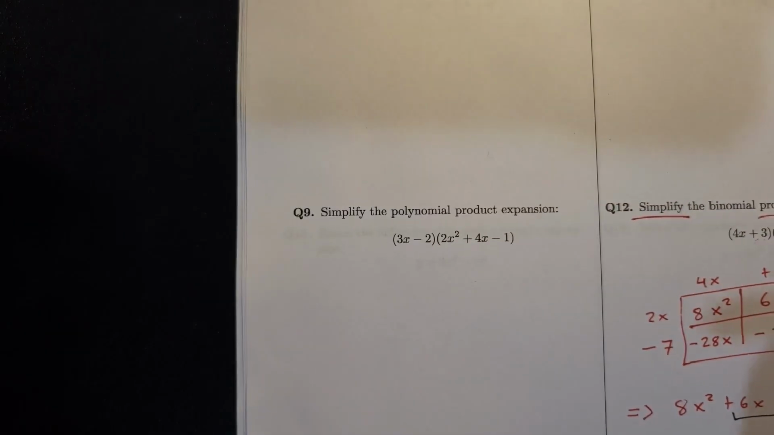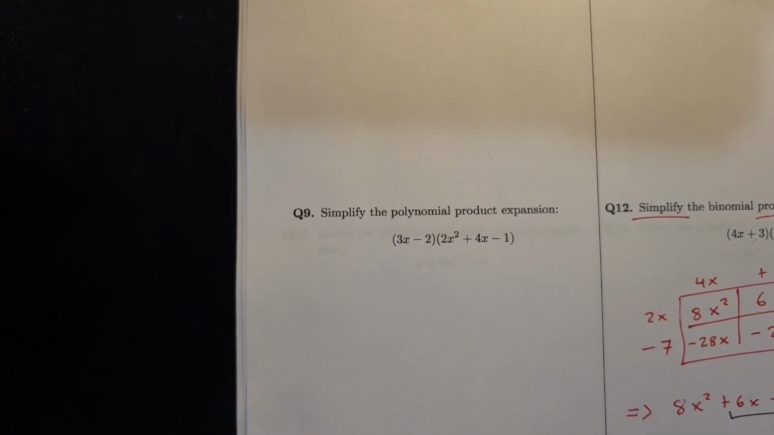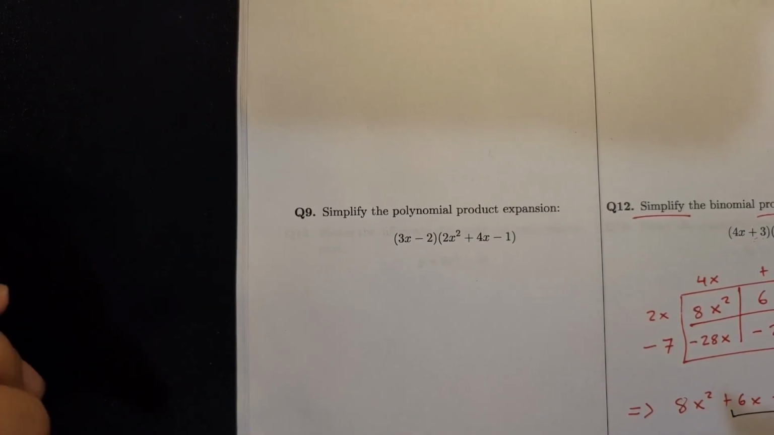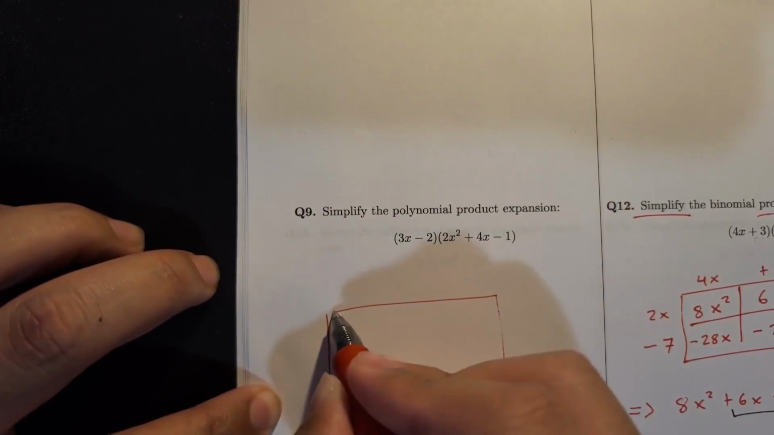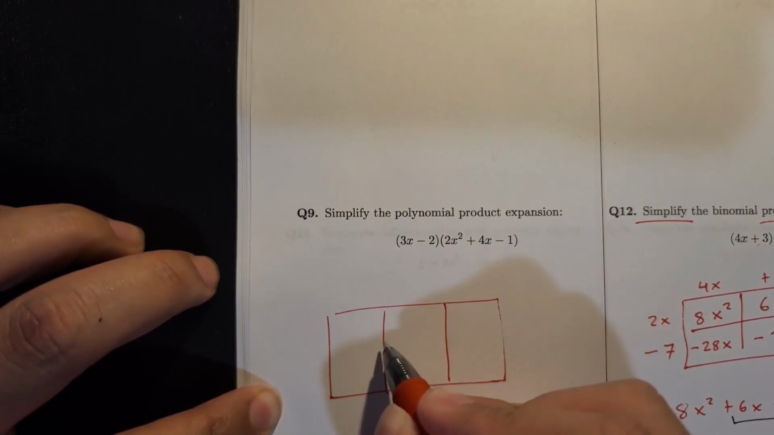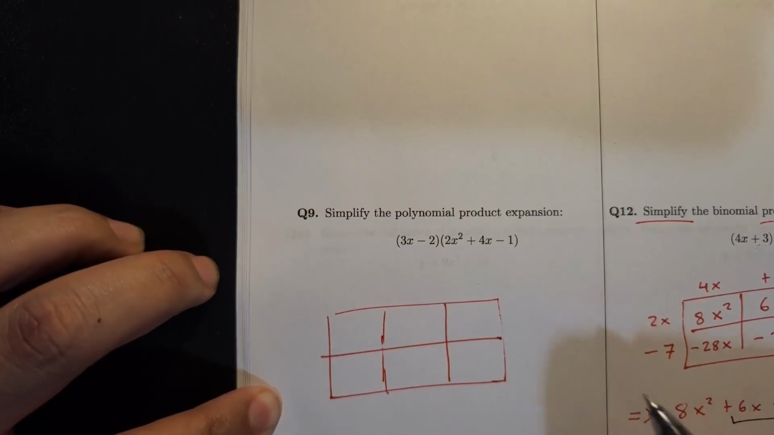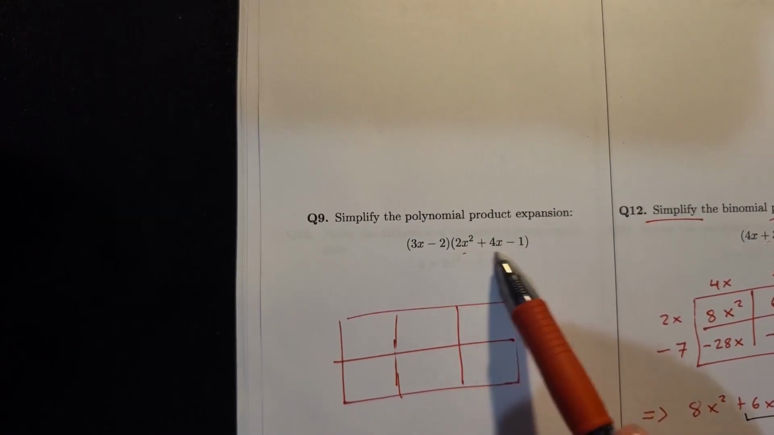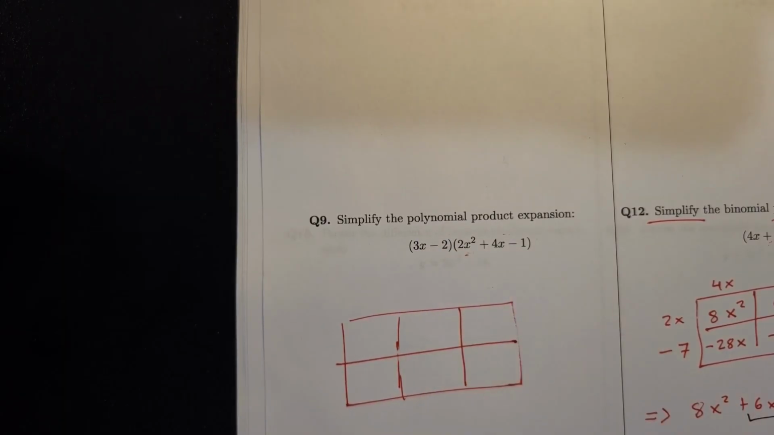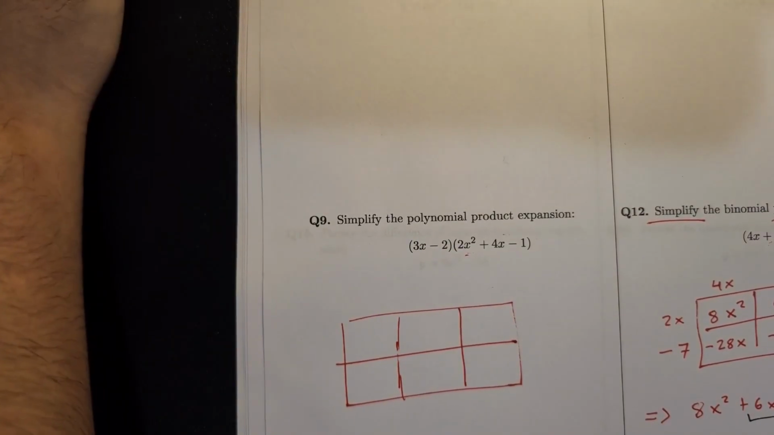So for the hint for question 9, here we are going to have a 3 by 2. Now here, it does matter where you put this trinomial and this binomial. Okay, so I'll leave that for you guys.